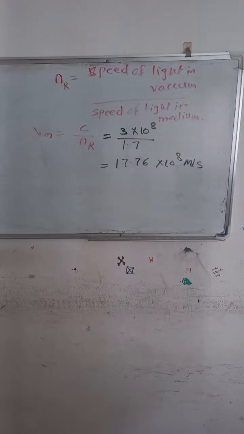At what distance from this lens should an object be placed so as to get its inverted image of the same size?